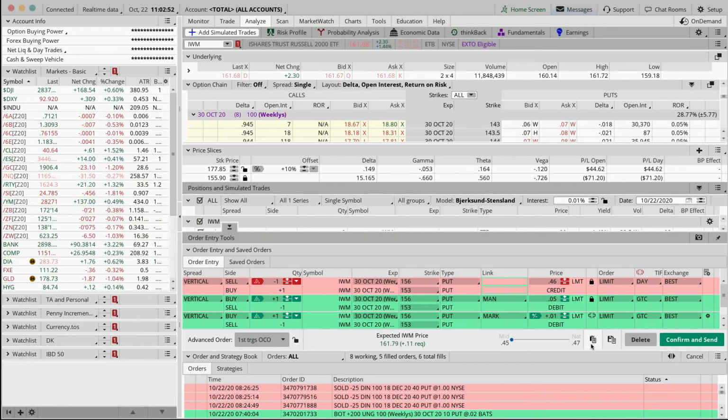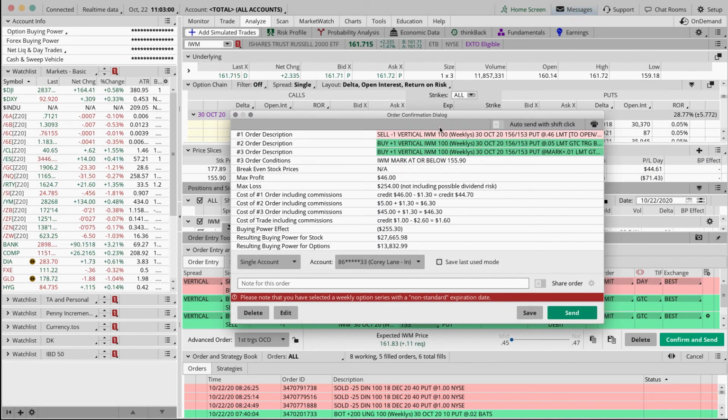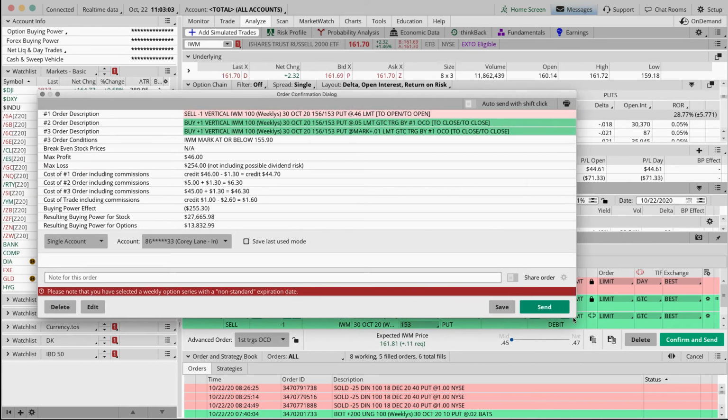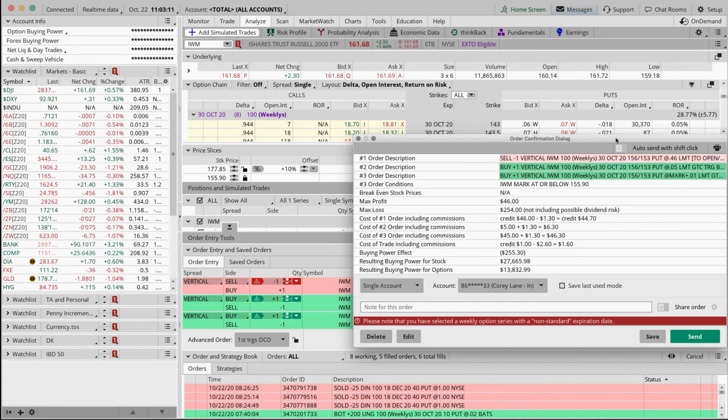So we'll click save on that. And this is just a 1 contract trade, just to kind of show the setup here. But if we were to confirm and send this, we can see the vertical spread is going to pay us 46 bucks. Let's actually double check. Is that the current price? Oh, it's 45. We should have stayed at 46. I'll bump it back up to 46. We'll confirm and send it, and we'll read this.